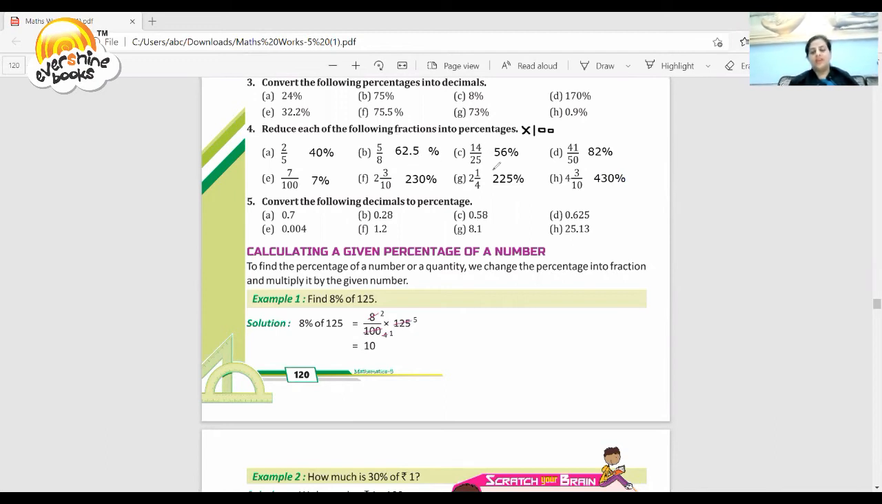14 upon 25 will be 56%. 41 upon 50 will be 82%. And 7 upon 100 will be 7% only. 2 whole number 3 upon 10, it will be 23 upon 10, so its answer will be 230%. Here its answer will be 225%. Then it is 430%. Likewise, we will do the decimals to percentage also.